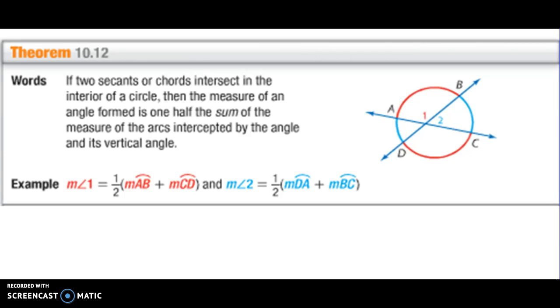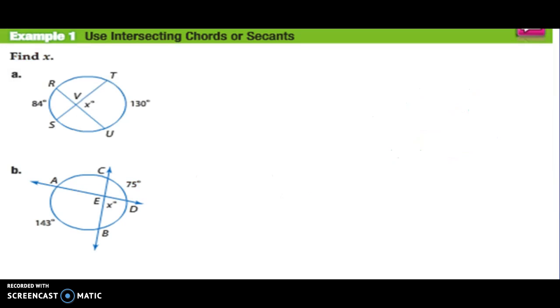And what we do then, to find angle 1, is we take AB and DC and we add them up and divide by 2. So you'll see right here, half of AB plus CD. So you just find those two, add them up, and divide by 2. The same also works with AB and BC. You add those two together, divide by 2, and that's angle 2 right there. So let's look at a couple examples.